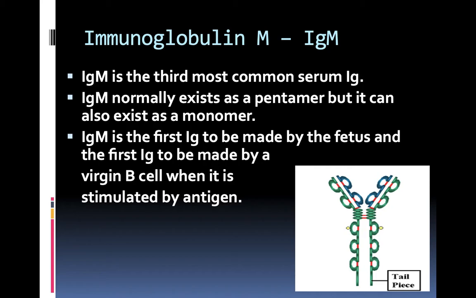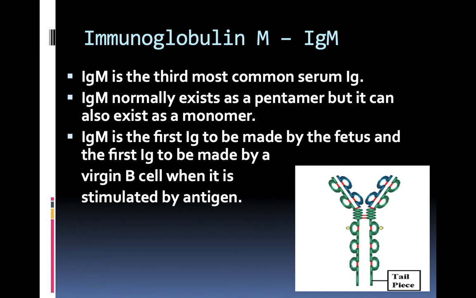Now for IgM, IgM is the third most common serum Ig, and it normally exists as a pentamer, but it can also exist as a monomer. I've shown you the illustrations a while ago, so you can see it appears in that format, no? Para siyang pentagon yung appearance niya. IgM is also the first immunoglobulin to be made by the fetus and the first immunoglobulin to be made by a virgin B cell when it is stimulated by an antigen. So it's one of the initial immunoglobulins that are produced.